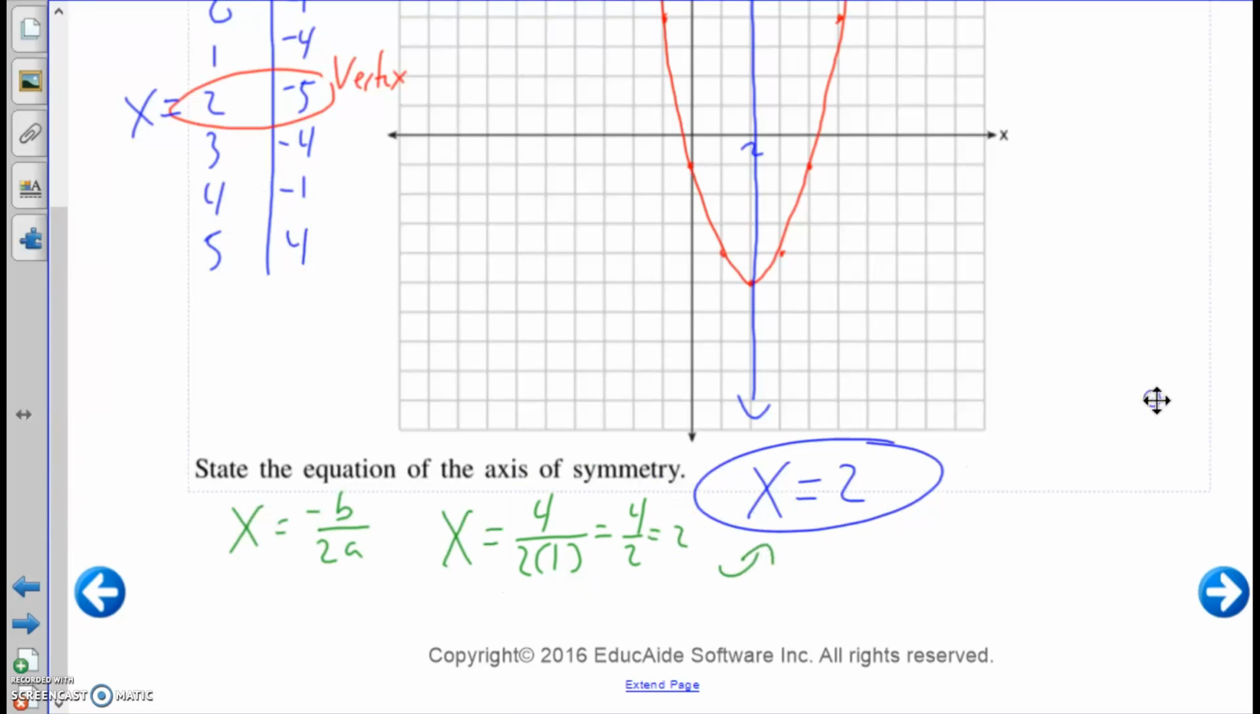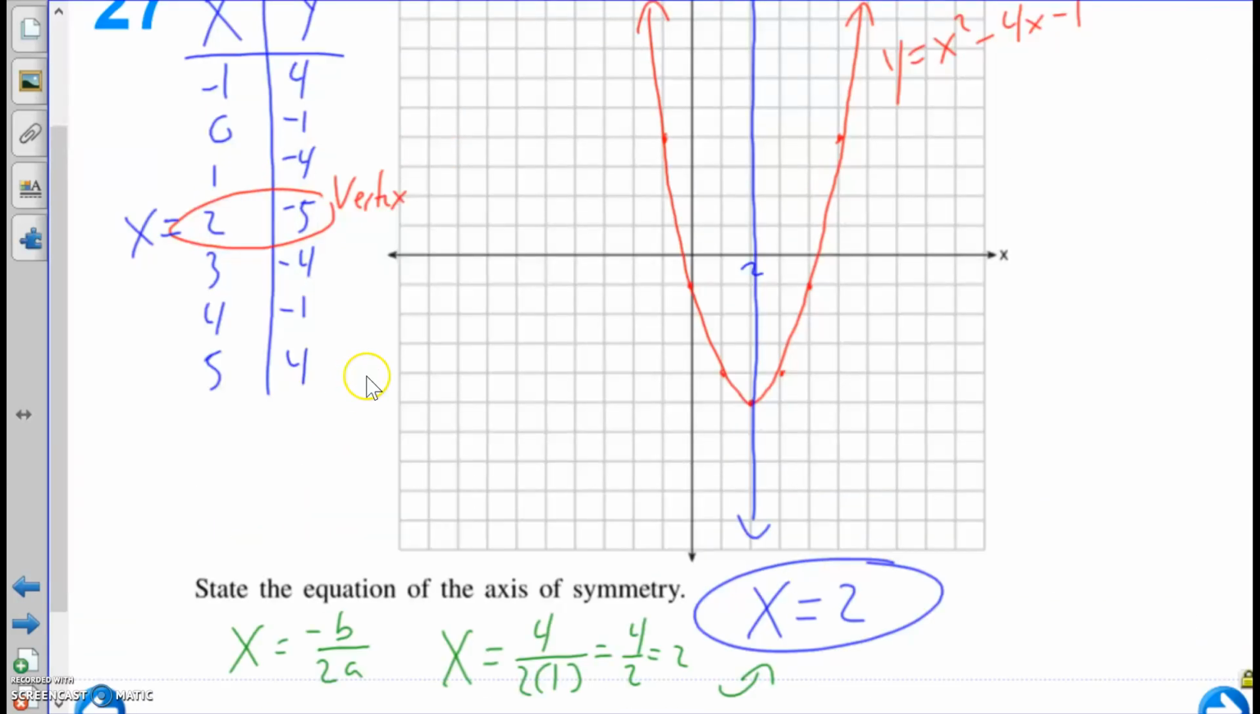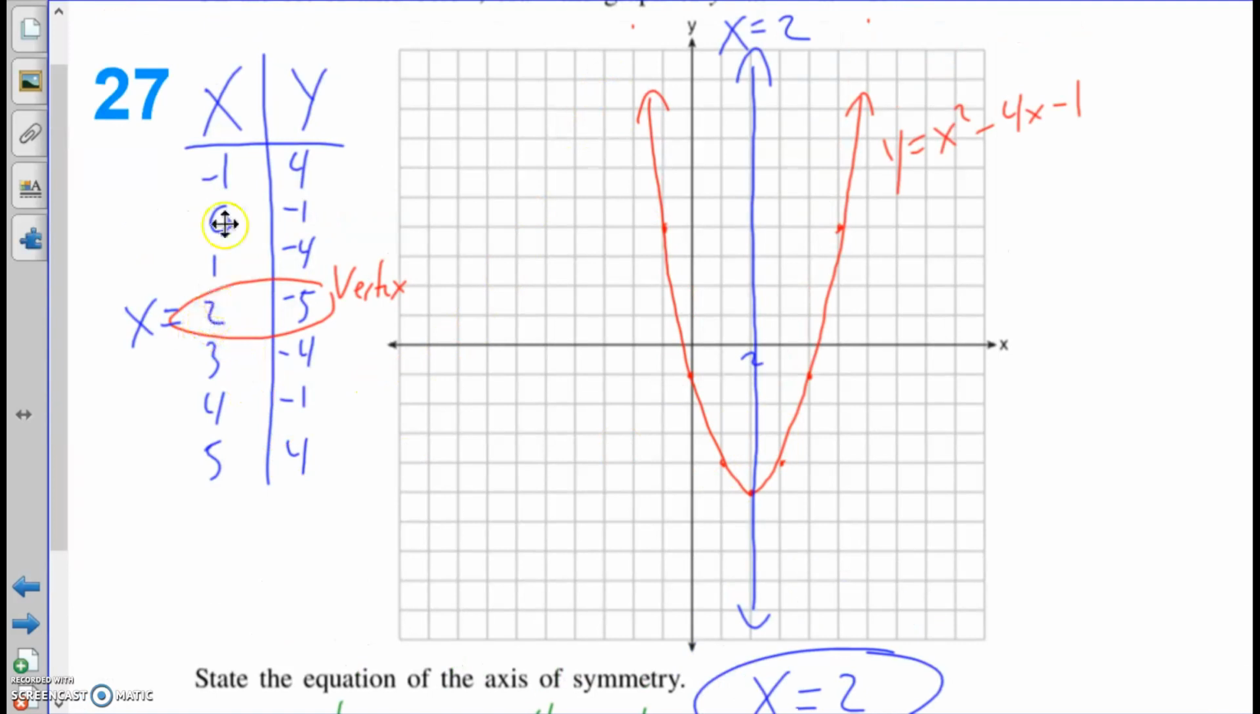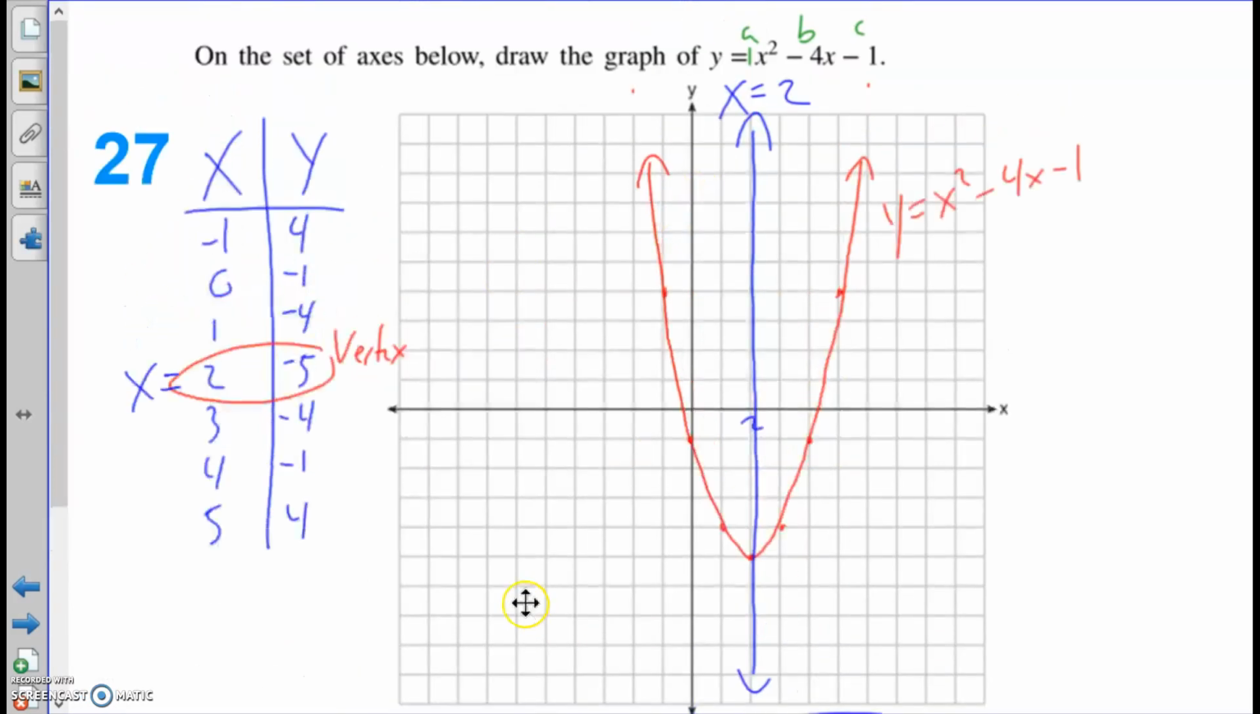So you can get the axis of symmetry by using the little axis of symmetry formula here, or you could find out what the vertex is, and it's just x equals the vertex. Remember, it's not y equals, it's a vertical line, x equals.